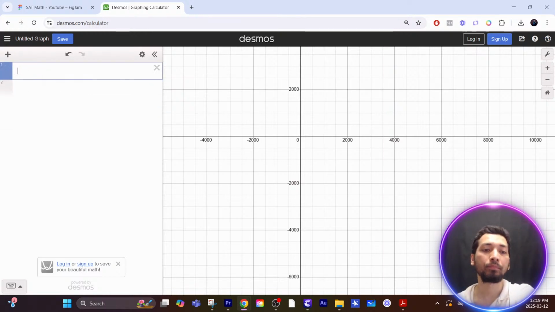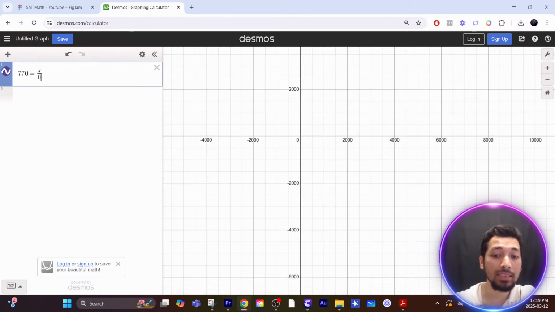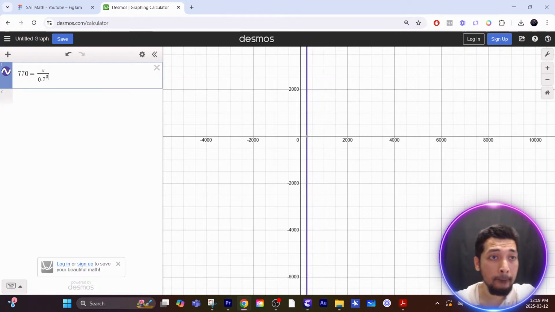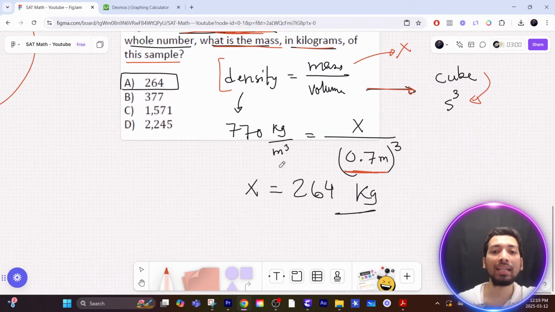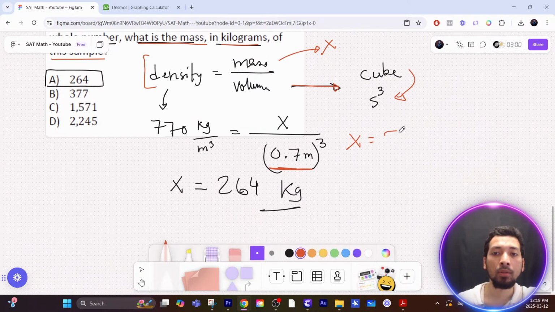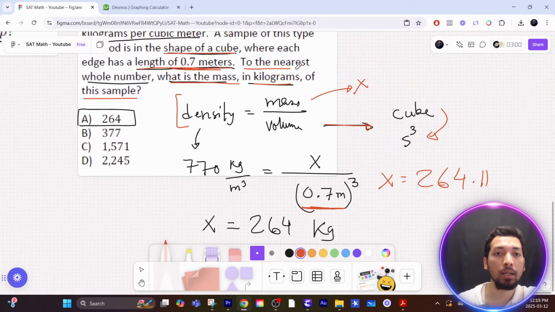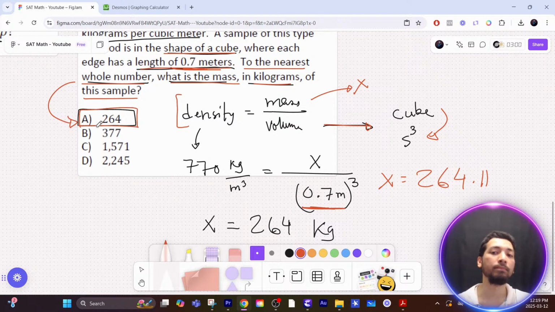We have 770 is equal to mass over volume. Volume is 0.7 cubed. And if we click on this x-axis, we can see that it's 264.11. So our x is 264.11. But the problem statement is talking about rounding to the nearest whole number, so it's coming out to be 264, and that's how you can find the mass in kilograms of this sample.